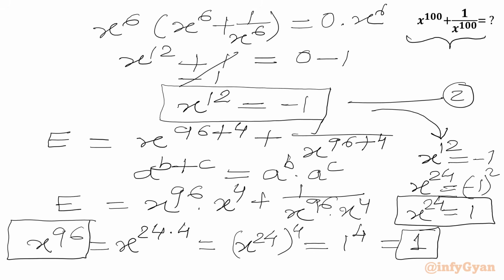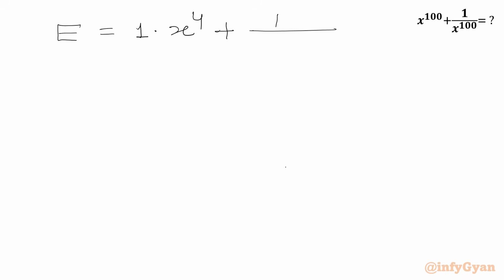So our target expression will become E equal to x power 96, which is 1, times x power 4 plus 1 over x power 96, 1, times x power 4. So our required expression will become x power 4 plus 1 over x power 4.